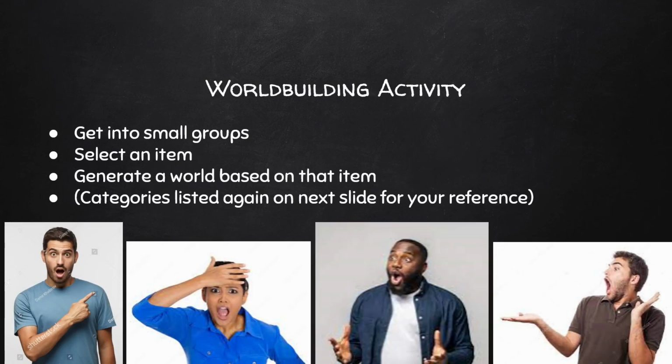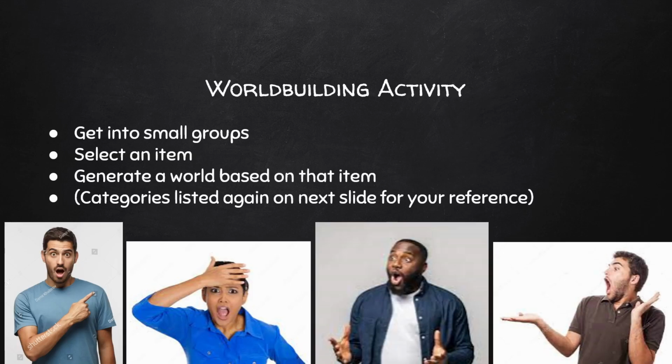I put get into small groups because I don't know if we have enough items for everybody. I'd say everybody get into pairs, that's probably good enough. You'll come up to the table and select an item, first come, first serve. If you brought an item, try to choose one that's not yours to influence creativity.